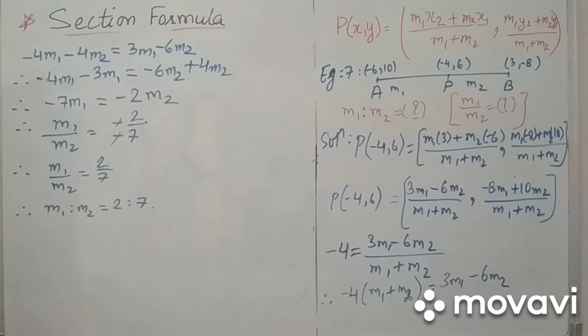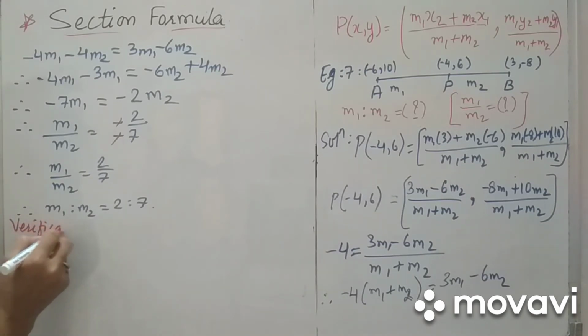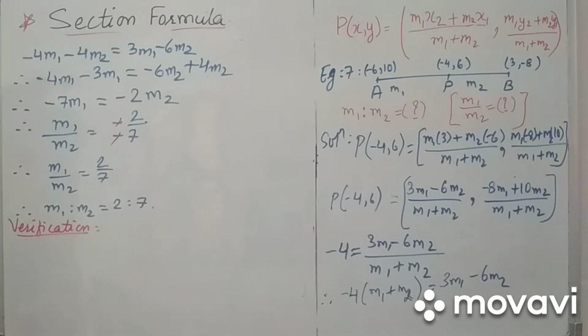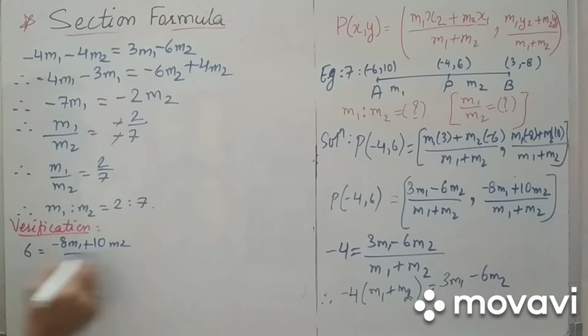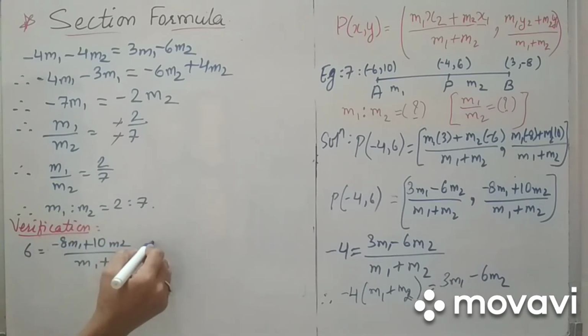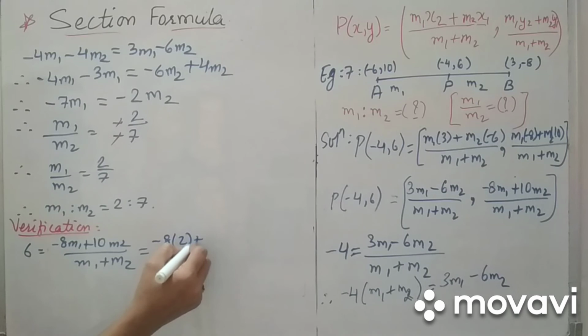Now if you want to verify for the y coordinate also, place the value of m1 and m2. Verification. This verification is not required, but just for the first time we are doing it, so I am doing it; no need to do it in the exam. What are we getting? 6 is equal to minus 8m1 plus 10m2 upon m1 plus m2. So m1 is my 2: minus 8 into 2 plus 10 into 7 upon 2 plus 7.